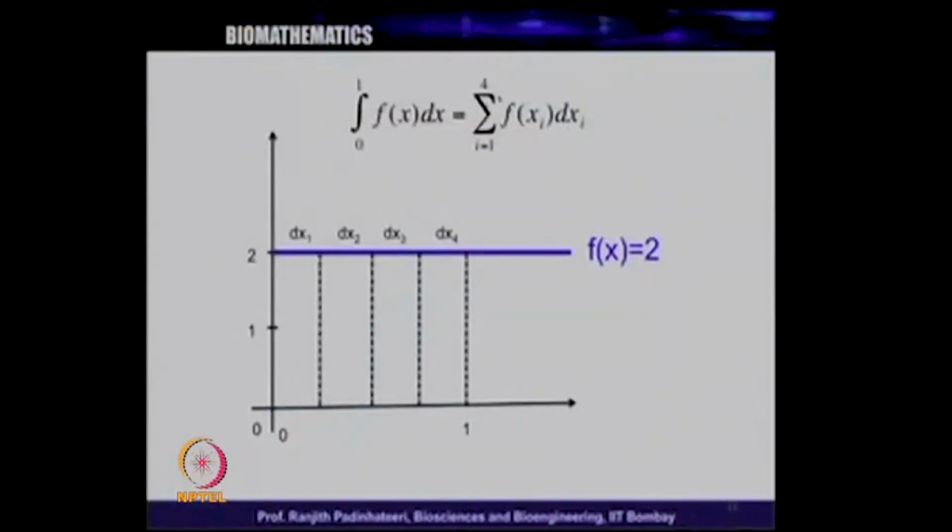If you expand this, what are we saying here? We are saying integral f of x dx is nothing but the sum over i of f of xi dxi, where dxi are intervals dx1, dx2, dx3 here. So let us think about this. What does this mean? Let us draw this curve a bit.